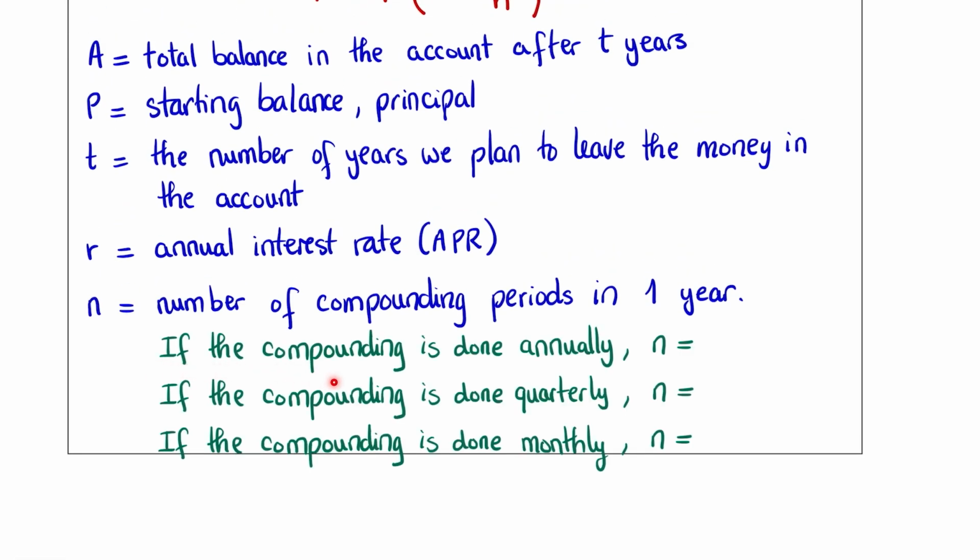For example, if the compounding is done annually, how many times in a year is it done? It's once a year, so n is 1. If the compounding is done quarterly, how many times in a year is it done? It's 4 times, so n is 4. If the compounding is done monthly, how many times in a year is it done? It's 12, so n is 12. So this number n is the number of compounding periods in 1 year.